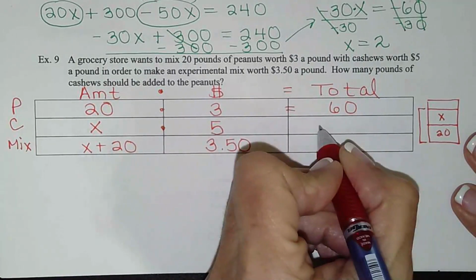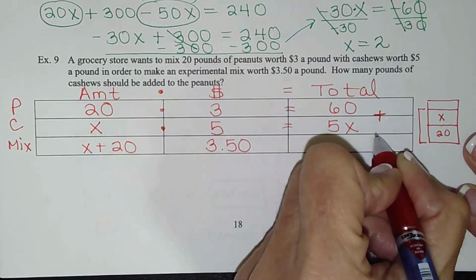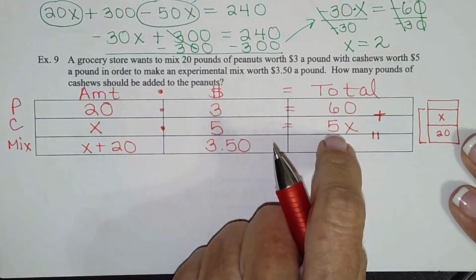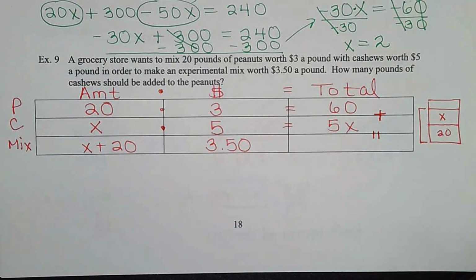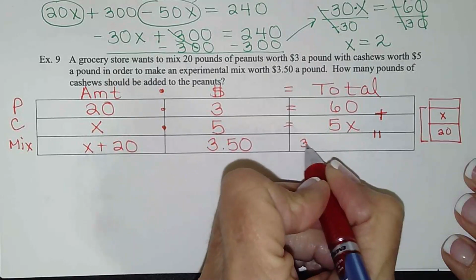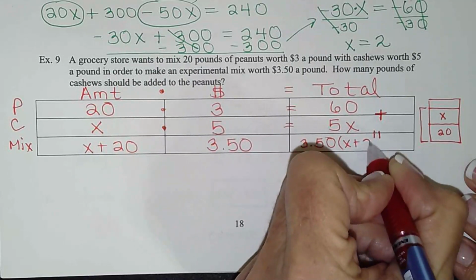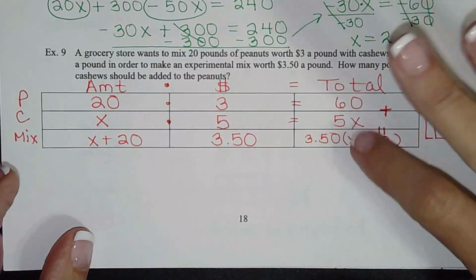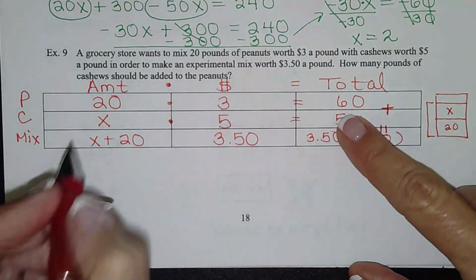This times this is 5x. And remember, it's the two parts that equal the mix, because you're adding the cashews plus the peanuts to make the mix. And that's why I love tables, because your equation is going to be written after this step. So this is going to be 350, and because that's a quantity, it needs to go in parentheses after the $3.50. But that vertical column now becomes my horizontal equation written in the same order.